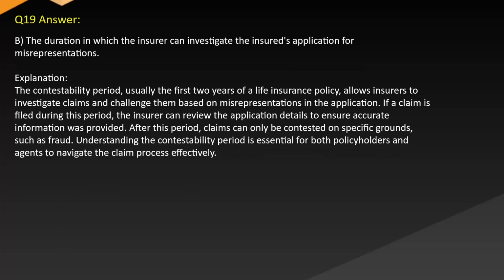Answer. B. The duration in which the insurer can investigate the insured's application for misrepresentations. Explanation. The contestability period, usually the first 2 years of a life insurance policy, allows insurers to investigate claims and challenge them based on misrepresentations in the application. If a claim is filed during this period, the insurer can review the application details to ensure accurate information was provided. After this period, claims can only be contested on specific grounds, such as fraud. Understanding the contestability period is essential for both policyholders and agents to navigate the claim process effectively.